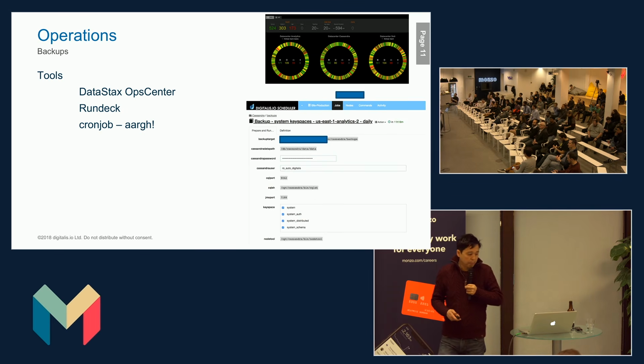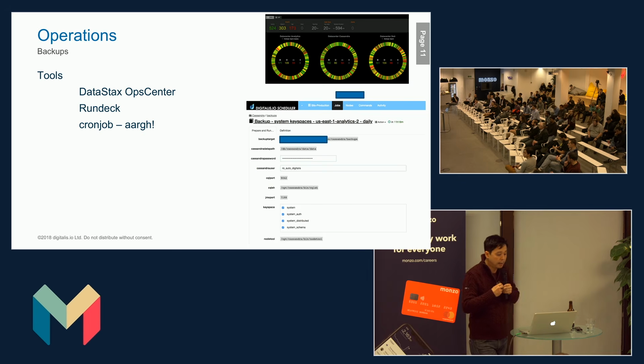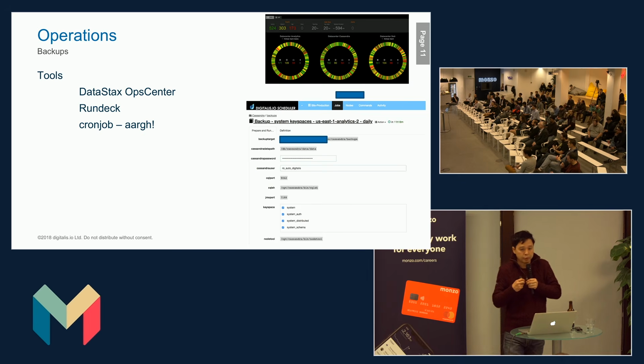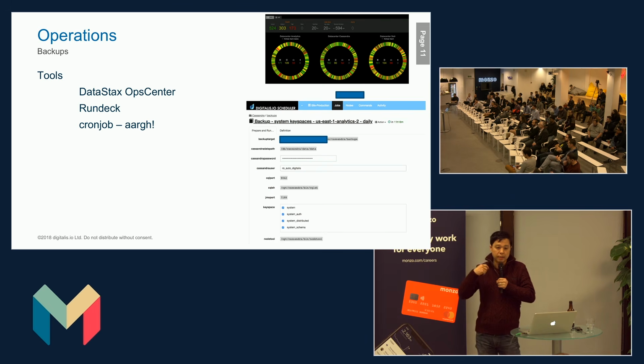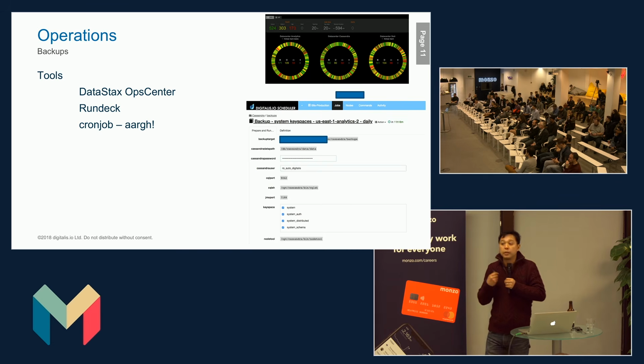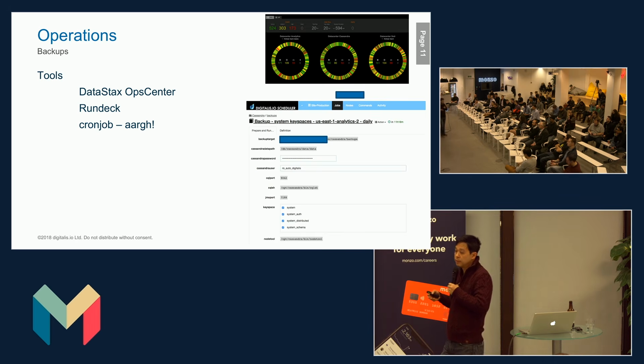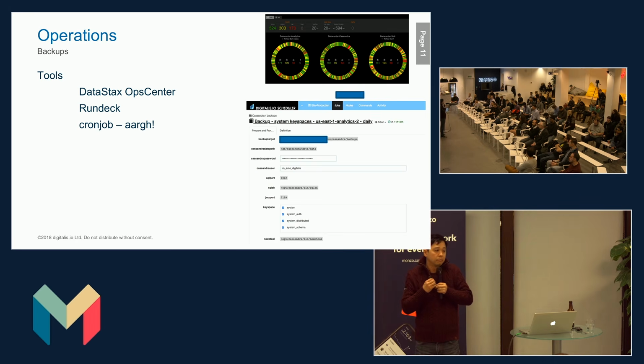So backups. Again, DataStax OpsCenter provides an enterprise-grade backup solution, and they have a scheduler that allows you to back up your snapshots and copy them across to remote locations like S3 or remote file systems. We tend to again use our own backup mechanism and invoke it using Rundeck, but we can use cron jobs or anything else you like.